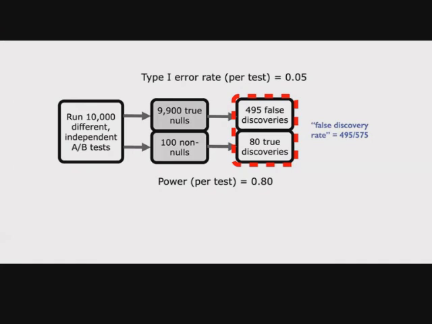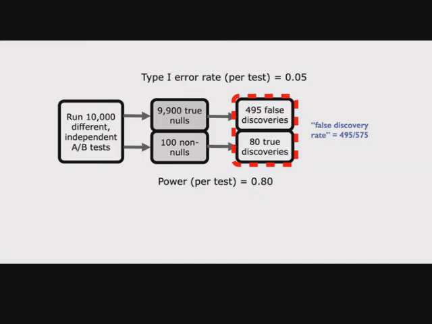Now, if I go below that, I have the lower right-hand corner of the table. That's the cases where I said D equals 1, I made a decision, I made a discovery. But there, in fact, it was the case where H equals 1. I should have made a discovery. And so I'm calling those true discoveries. There's 80 in that cell. So if I look at the total in that right-hand column, I take the 495 plus the 80, and I get the total number of discoveries that I made, 575.